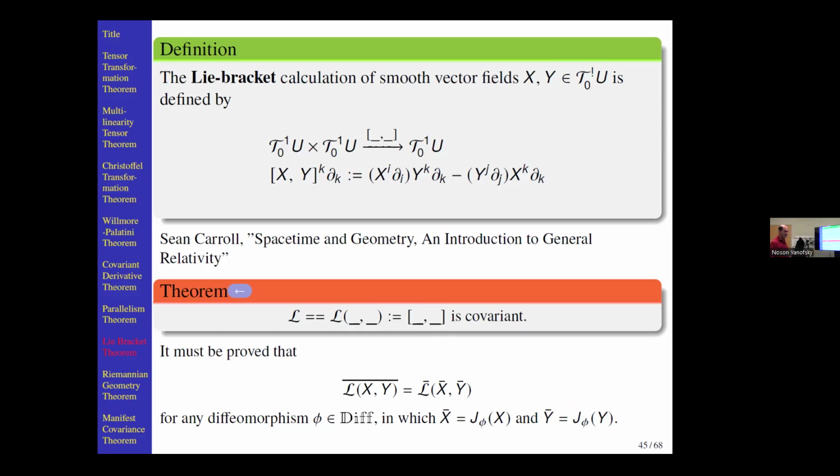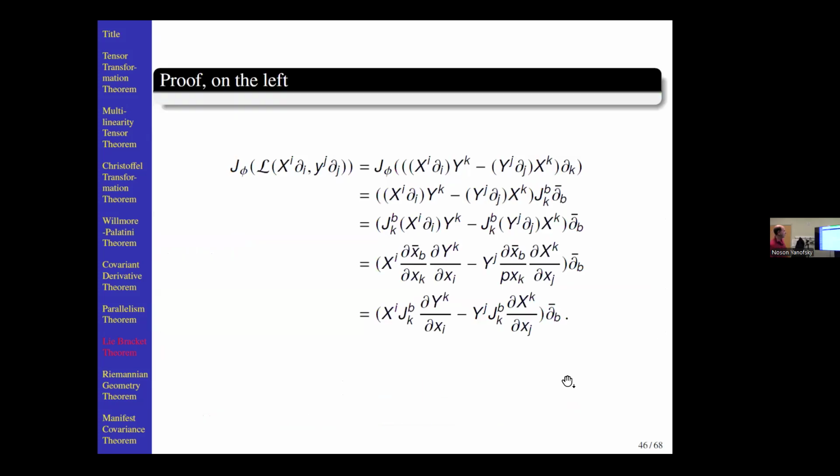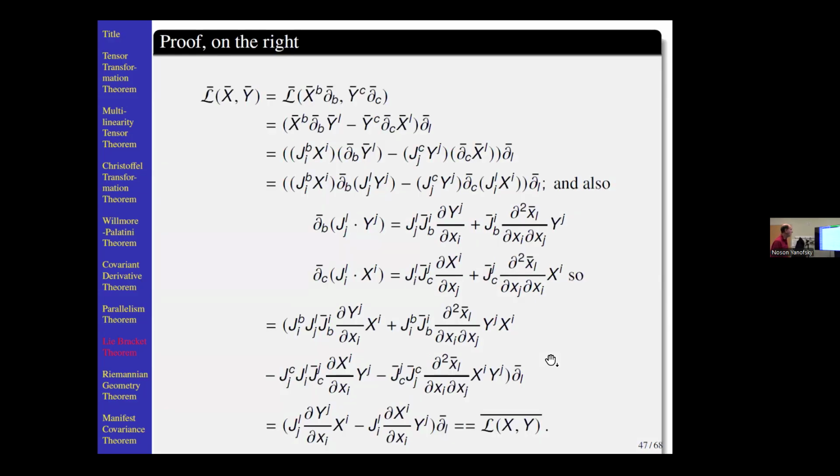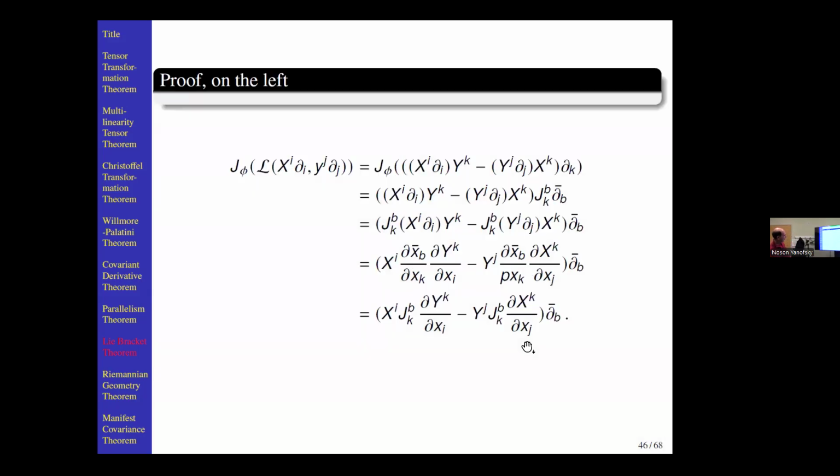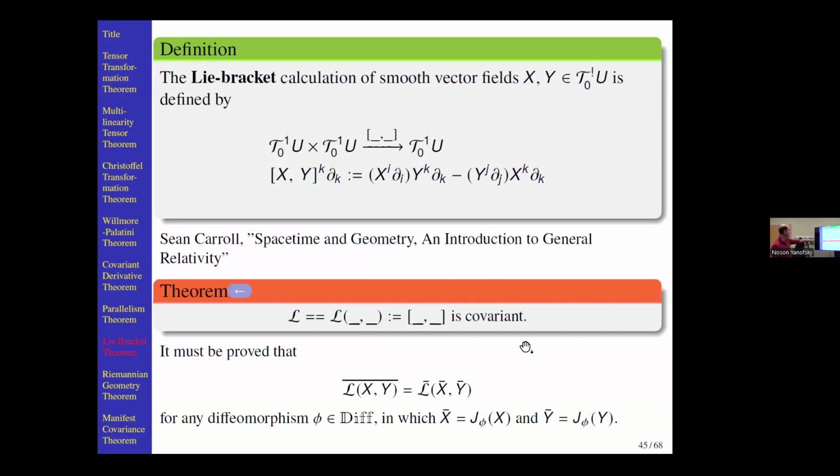Okay, so you have to prove it. So we start a calculation, break everything down into components, keep on going, and then an interesting thing happens. And in the book where I saw the beginning of this proof, Sean Carroll's book, Sean Carroll says it is an interesting exercise to show that due to certain cancellations the Lie bracket really is covariant, but they don't show the proof. Here's the proof.